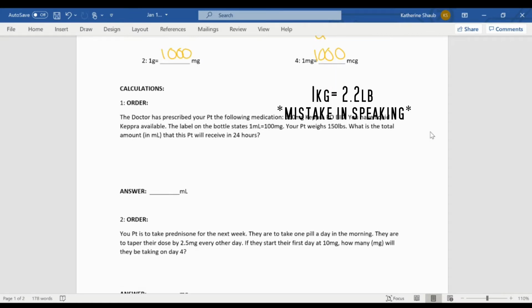So the doctor has prescribed your patient the following medication: 550 milligrams of Keppra PO BID. You have liquid Keppra available. The label on the bottle states 1 milliliter equals 100 milligrams. Your patient weighs 150 pounds. What is the total amount in milliliters that this patient will receive in 24 hours?